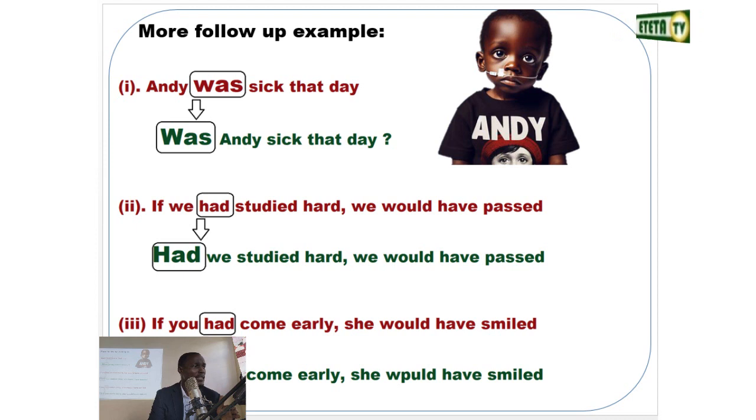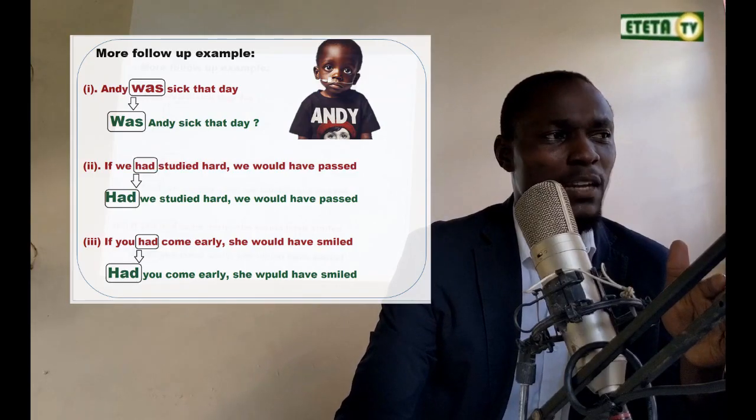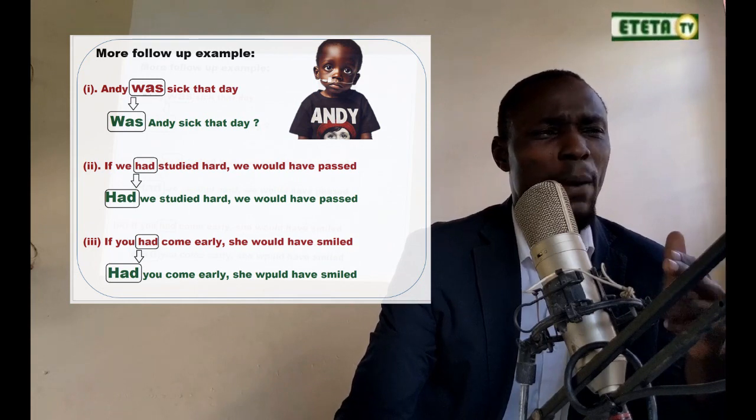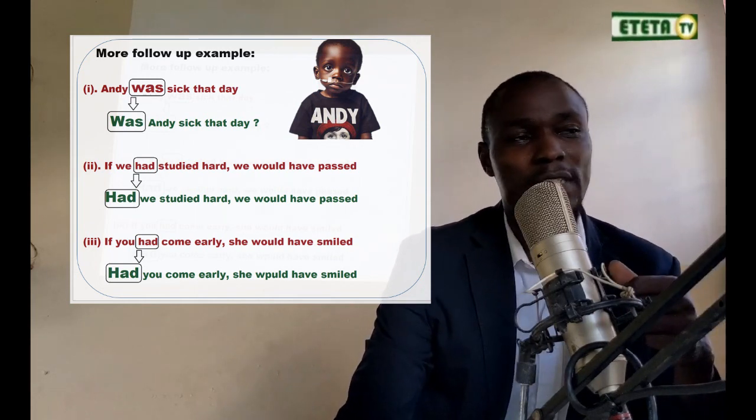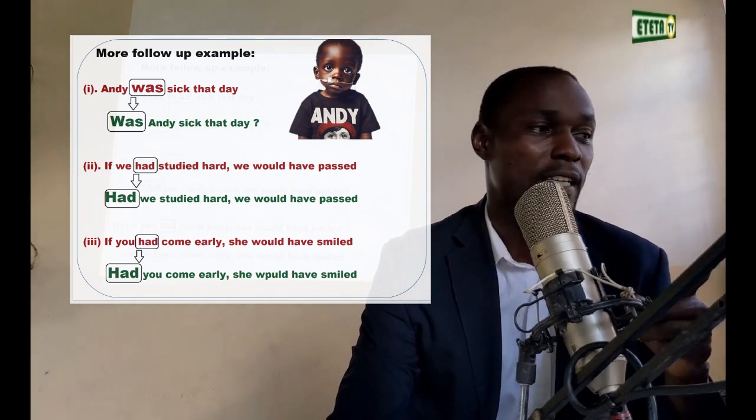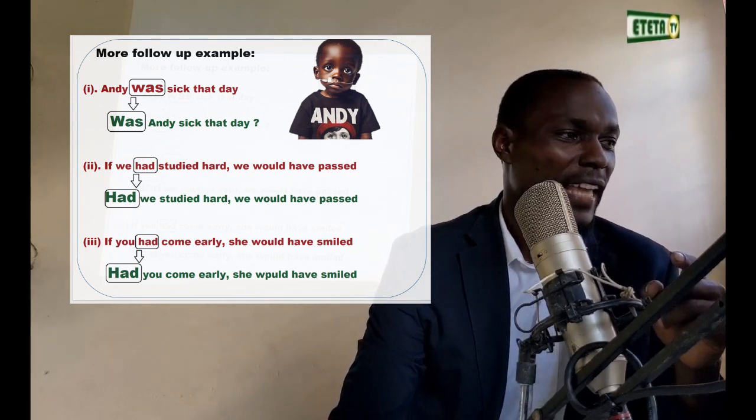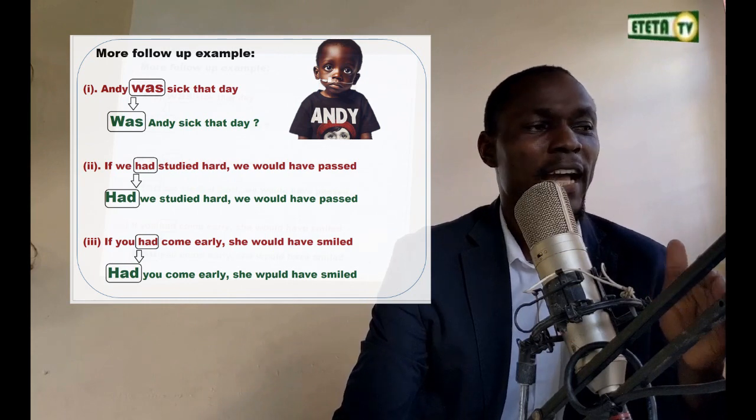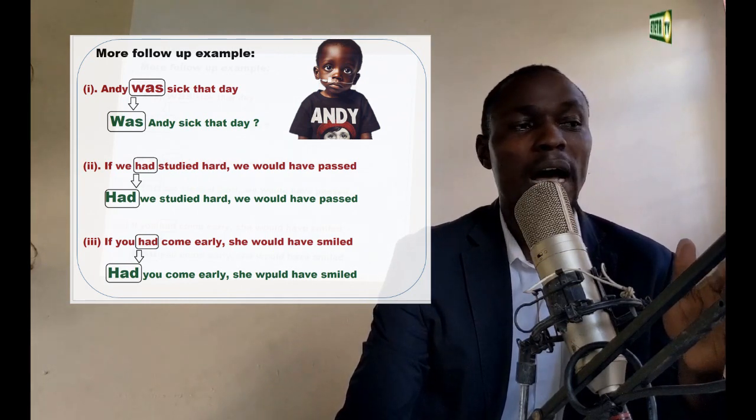Okay, let's see more examples. Sentence number 1: Andy was sick that day. With verb inversion, was is used at the beginning of the sentence, so the sentence will be: was Andy sick that day? You will notice that was, being an auxiliary verb, is used at the beginning of the sentence instead of in the middle. Again, sentence number 2: if we had studied hard, we would have passed.